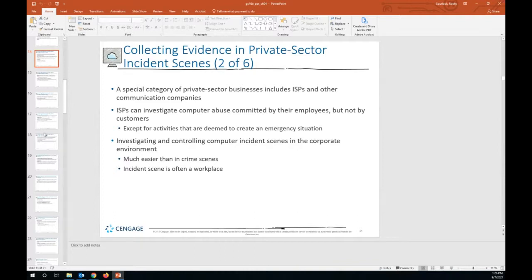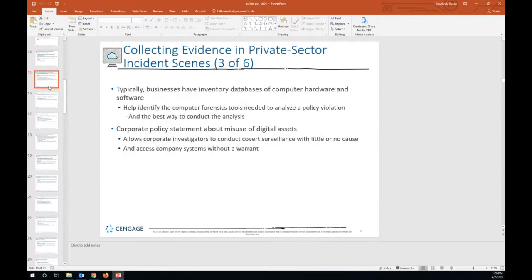Also, investigating and controlling computer incident scenes in a corporate environment is much easier than in a criminal environment because the incident scene is often a workplace. And typically, businesses have inventory databases of computer hardware and software, which helps identify the computer forensics tools that are going to be needed to analyze policy violations and also gives you guidance on the best way to conduct analysis.